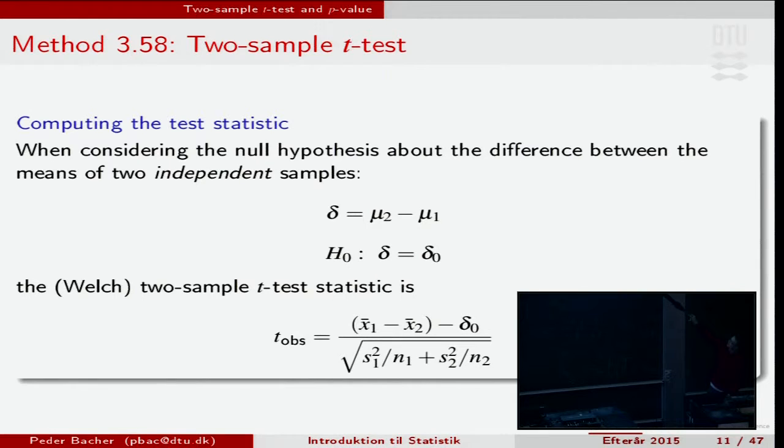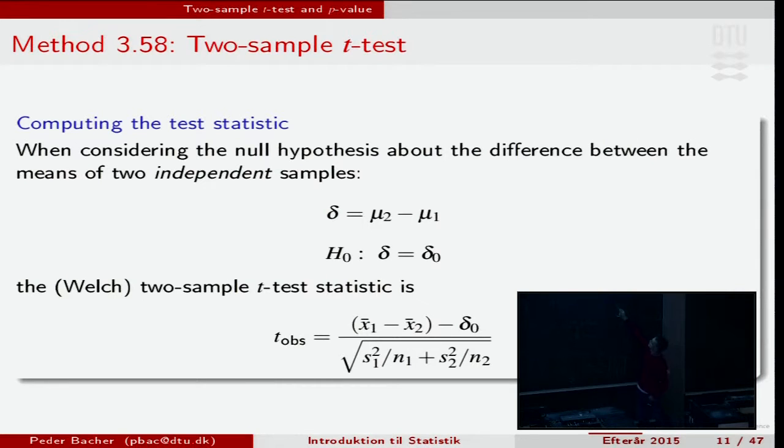And then we can test the hypothesis. Delta is equal to some value, delta zero. Usually we will set that to zero since that means no difference. Then if we can reject the null hypothesis, we can conclude that there is a difference. But we can set it to any value, delta zero. Then we calculate the Welch two-sample test statistic like this.